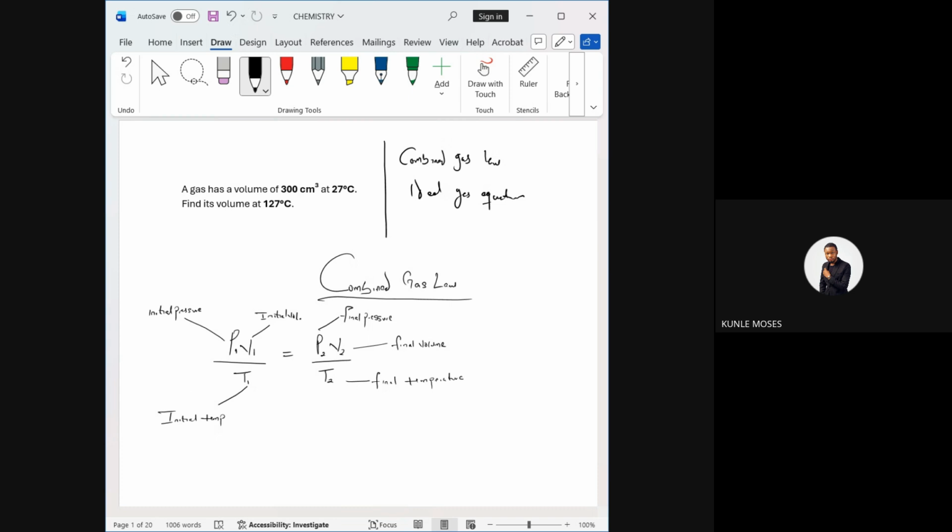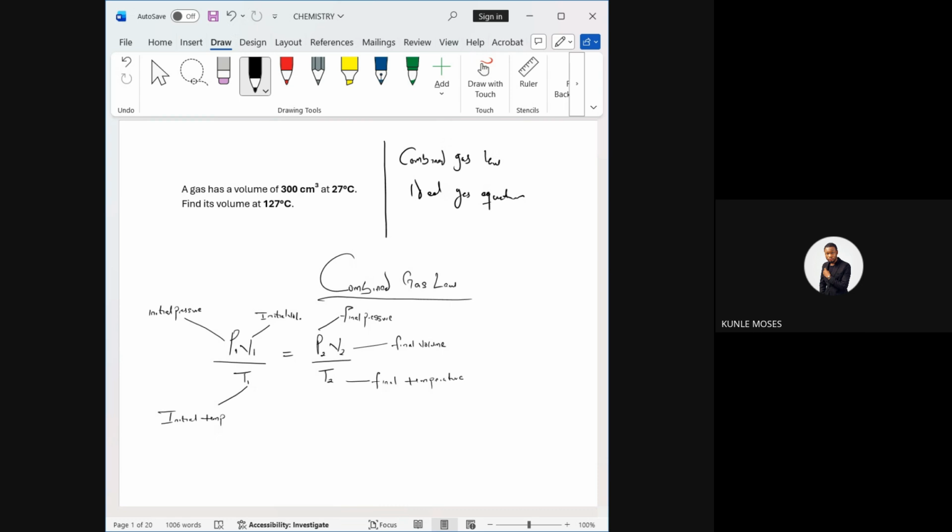So you must understand this. Anytime they give you an initial pressure, it will definitely be your P1. Anytime they give you an initial volume, it will definitely be your V1. And anytime they give you an initial temperature, it will definitely be your T1. Same thing applies to the final pressure, the final volume, and the final temperature.